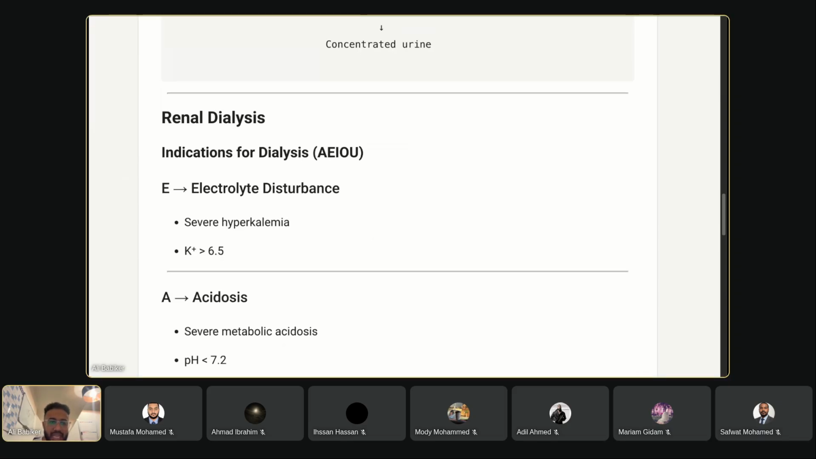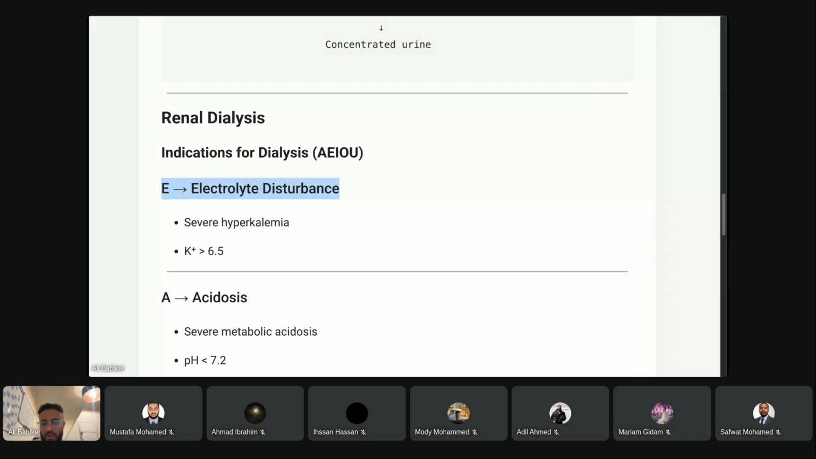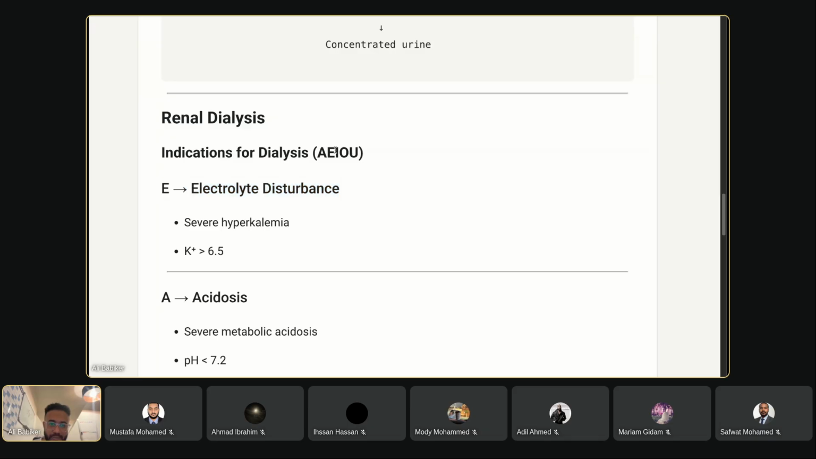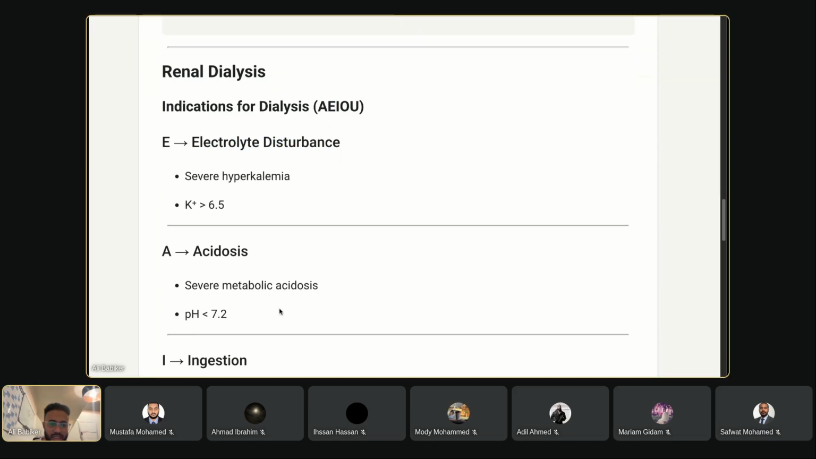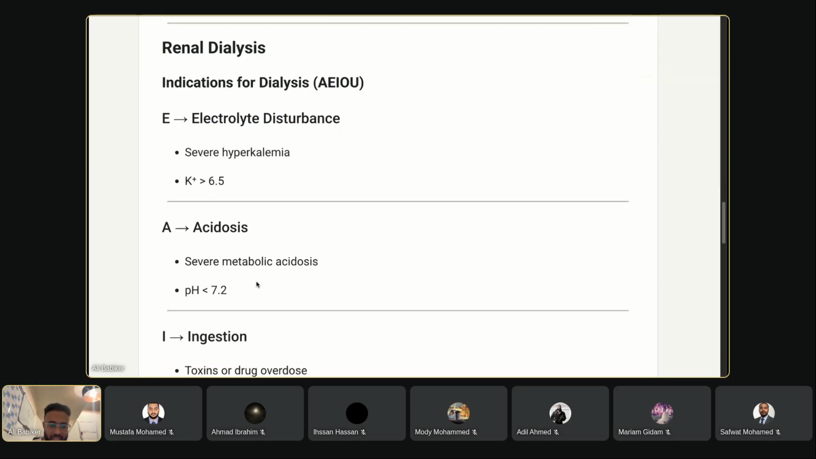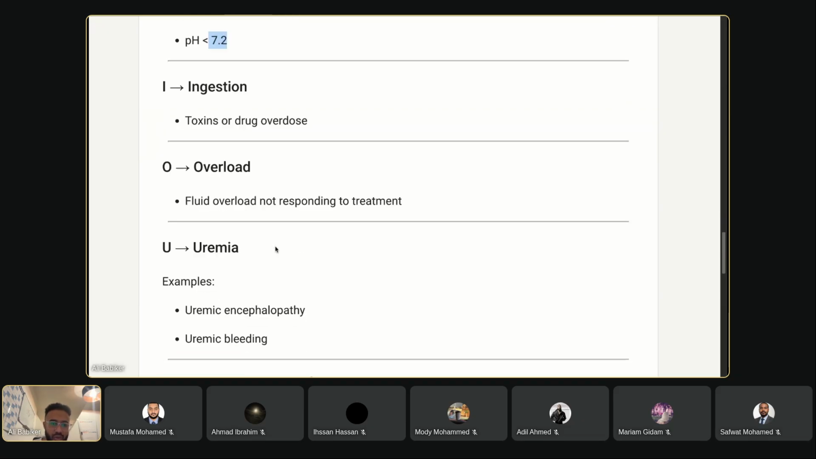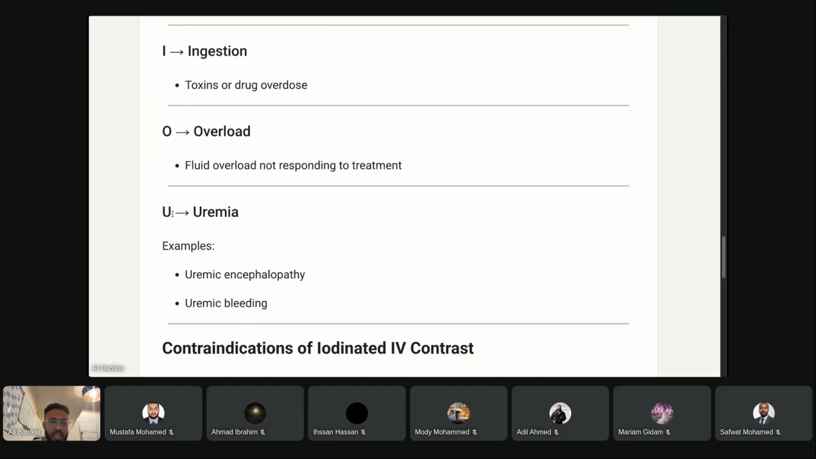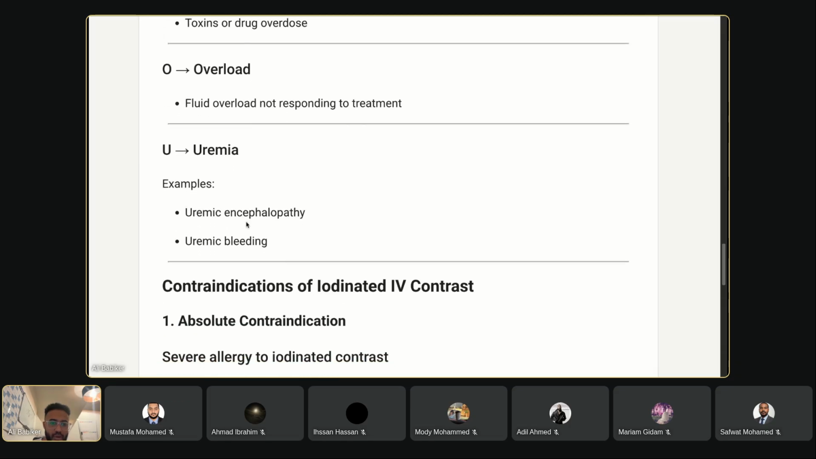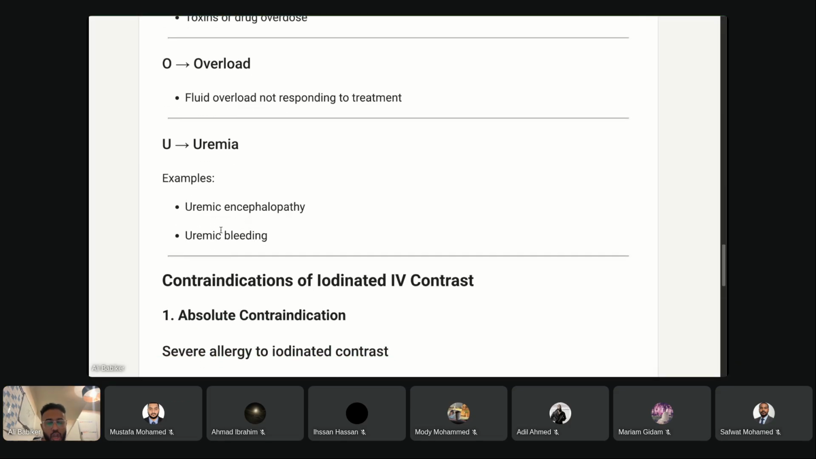Renal dialysis. The indications for dialysis are in the vowel letters A, E, I, O, U. We put E first because it's more important. E: electrolyte disturbance, severe hyperkalemia. If you have potassium more than 6.5, this is for E. A: acidosis, severe metabolic acidosis, pH less than 7.2. I for ingestion, toxin or drug overdose. O for overload, fluid overload not responding to treatment. U for uremia, for example uremic encephalopathy or uremic bleeding.